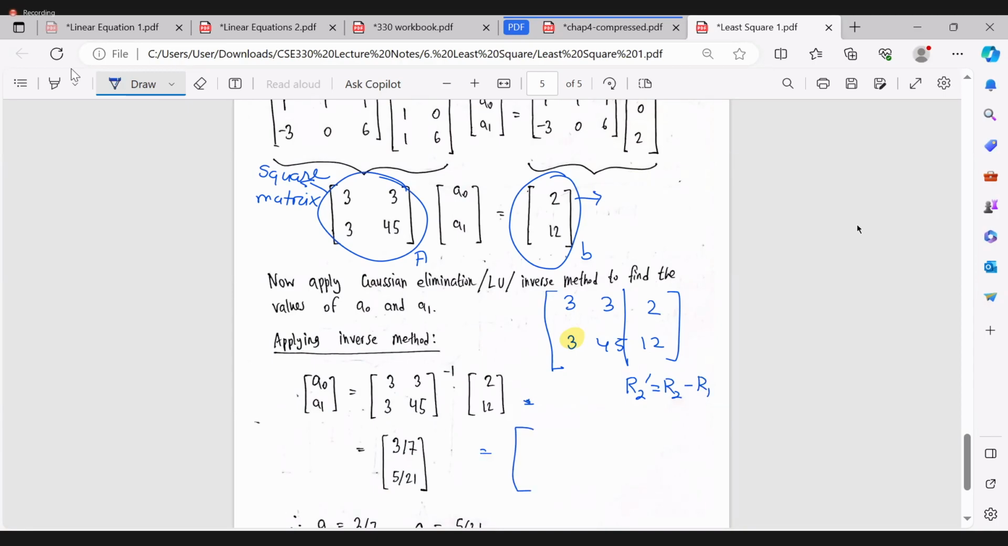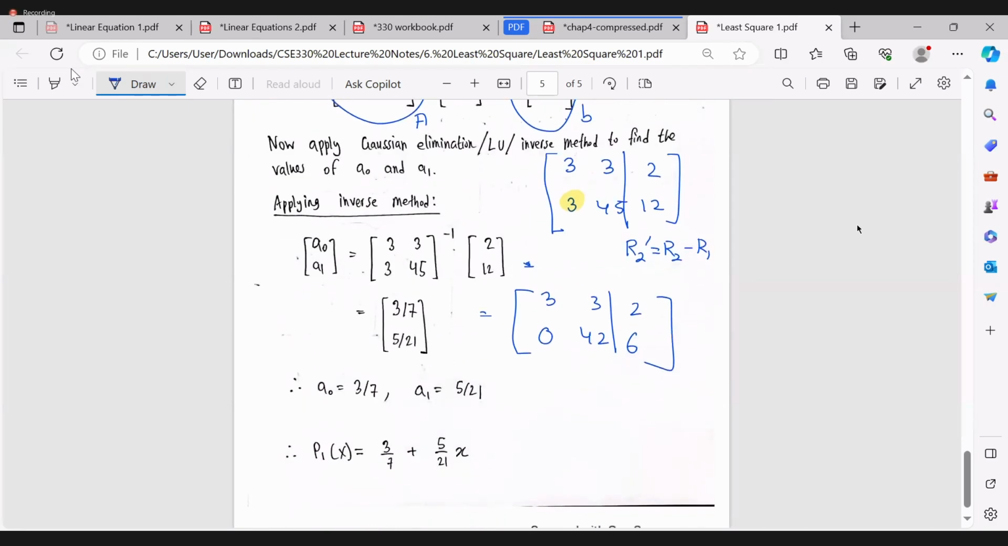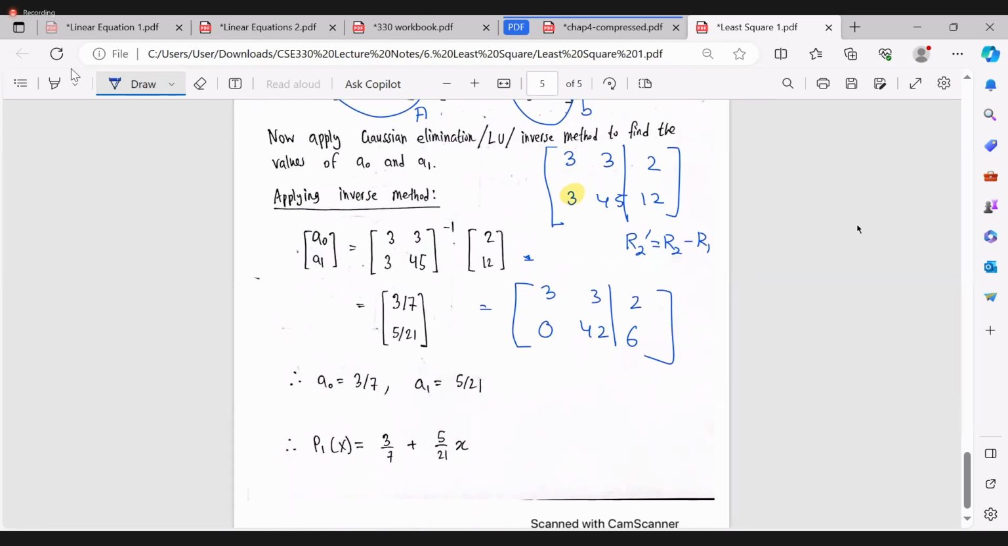So R2 minus R1, 332. So 0, 42, and this is 6. Okay. So this is my entire form. I can write it like this. A naught, A1 equals to 2, 6.